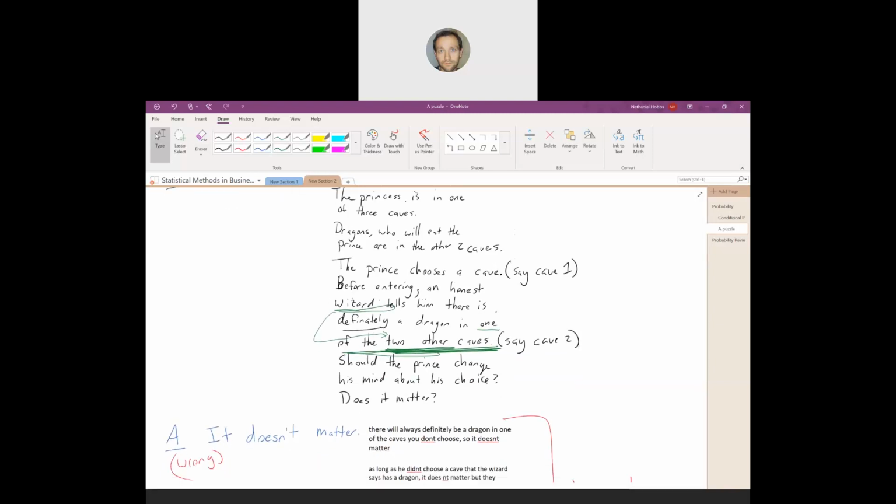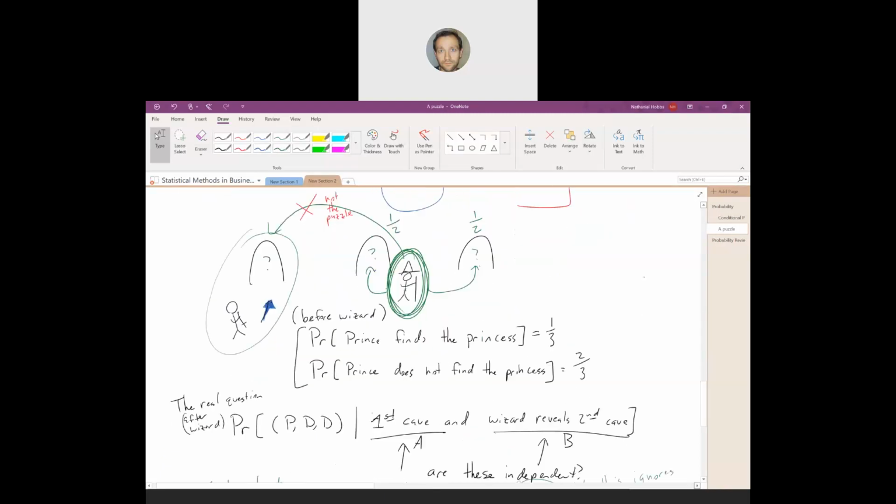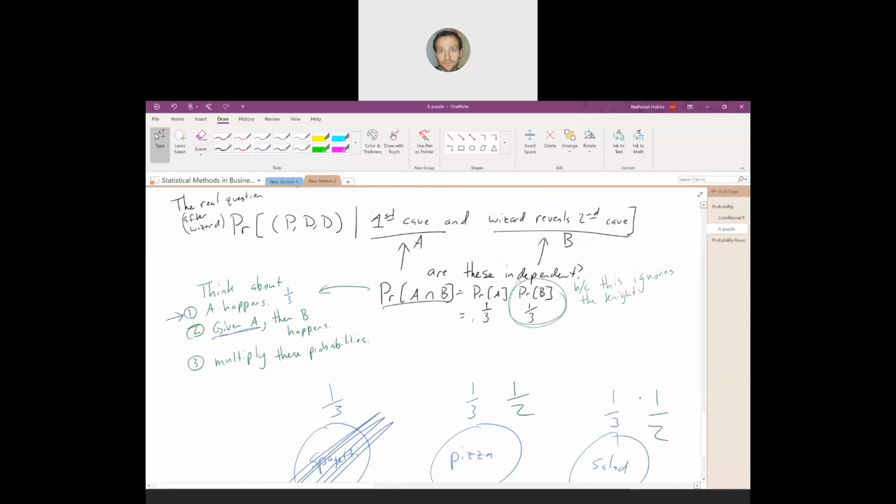Thank you very much, Olga. Oh, wait, I'm sorry, Olga. Really quick, let's finish this up. Here we have the probability that the knight by himself chooses a cave. The wizard, without knowing what the knight does, has a probability of 1/3 of revealing any particular cave, because he doesn't know about the knight. After he does know about the knight, that changes things a bit.